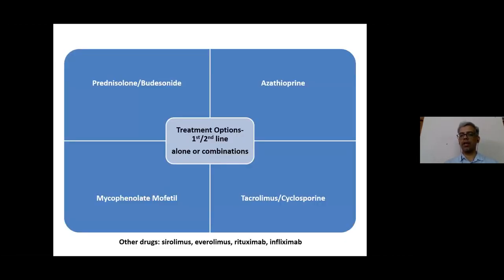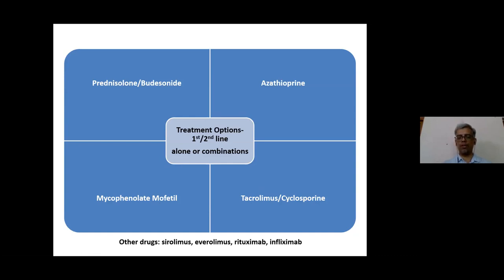So what are the drugs which we have in our armamentarium for the management of autoimmune hepatitis? The drugs include steroids. Steroids include prednisolone and budesonide. You have antimetabolites like azathioprine. You've got drugs like mycophenolate mofetil. You have calcineurin inhibitors like tacrolimus and cyclosporine. These drugs can be used either as first line options, second line options, alone or in combination. We'll discuss how we approach and manage patients with these drugs.